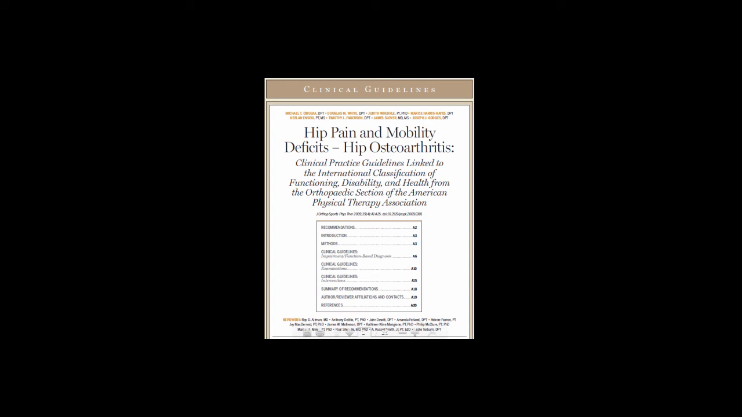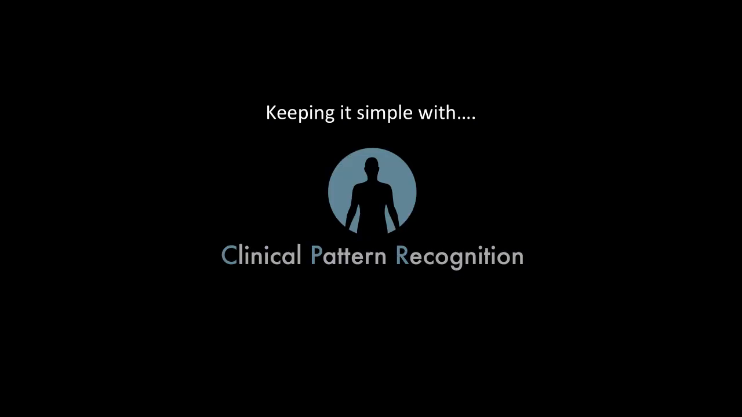This is the clinical guidelines from the orthopedic section of the American Physical Therapy Association on hip pain and mobility deficits. These general concepts of if it's stiff, you need to move it apply to other common mobility deficits like adhesive capsulitis, particularly in the frozen and thawing phases, in spinal arthritis, or osteoarthritis of numerous other peripheral joints. We're keeping it simple with clinical pattern recognition.